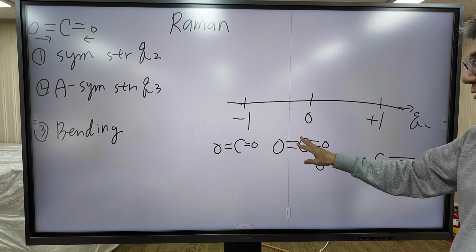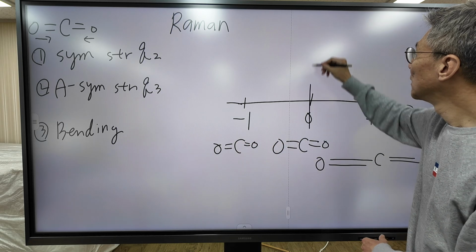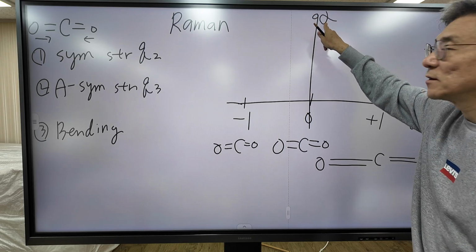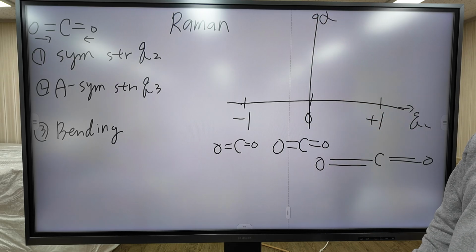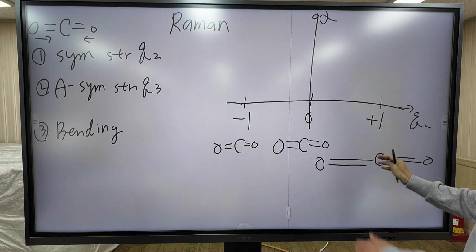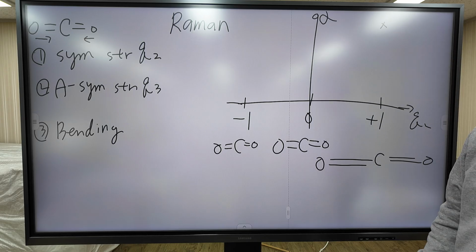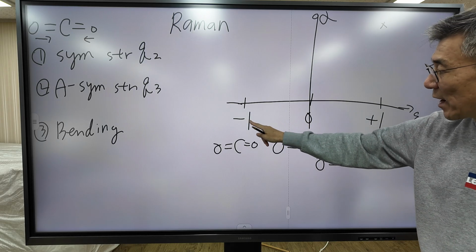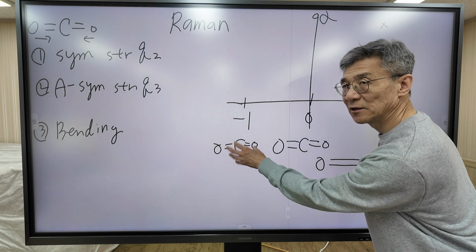When Q equals minus 1, the molecule compresses. Now I'm going to plot the polarizability as a function of Q. When Q2 equals plus 1, the molecular size increases, so the polarizability is large. When Q equals minus 1, the molecule compresses, so the molecular size decreases.